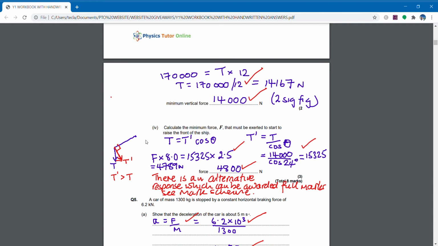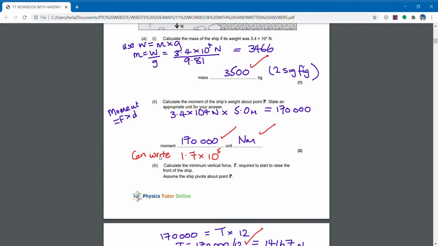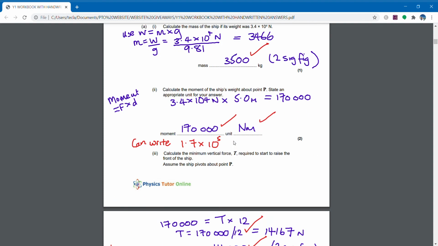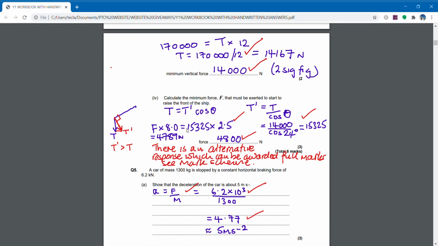We can then take moments with this lever system. So F, which we need to find, times 8 clockwise moments is equal to T dash times 2.5. We just calculated T dash. So F times 8 equals 15,325 times 2.5. And from that we can find F, which is 4,789 newtons, or 4,800 newtons. There's an alternative approach to this question which can be read in the mark scheme, but I think this is the most logical to follow method.